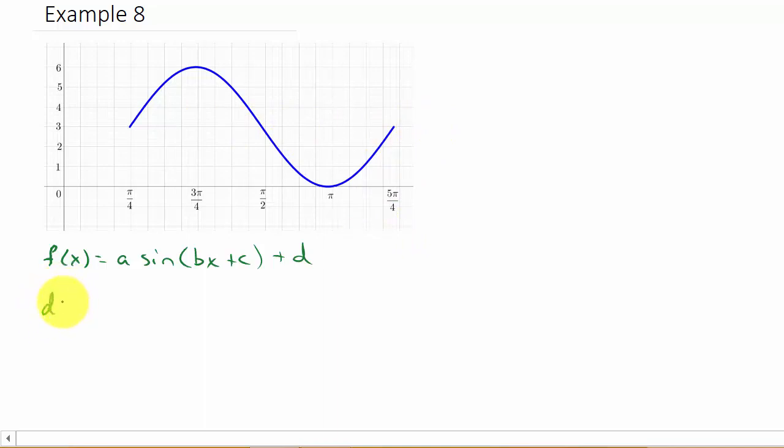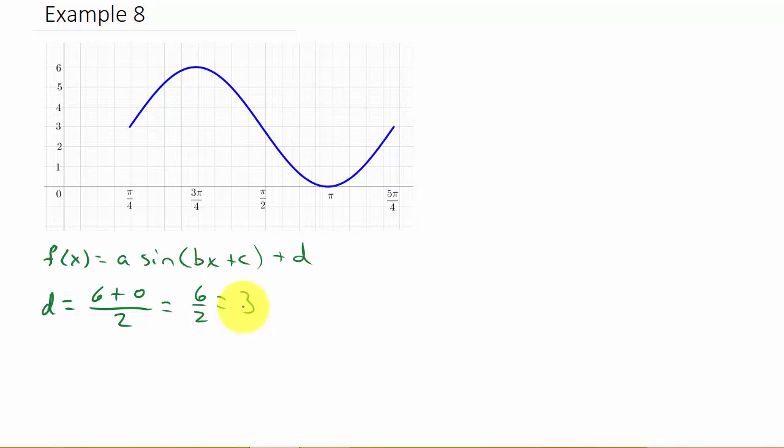So the vertical shift, d, is just the largest value plus the smallest value, which is 0. The largest value is 6. So you add them together, and we're looking for the midpoint of those two, so you divide them by 2. So that gives you 6 over 2, which is 3. So we get d is equal to 3. All right. So now you can see there's the middle of it.